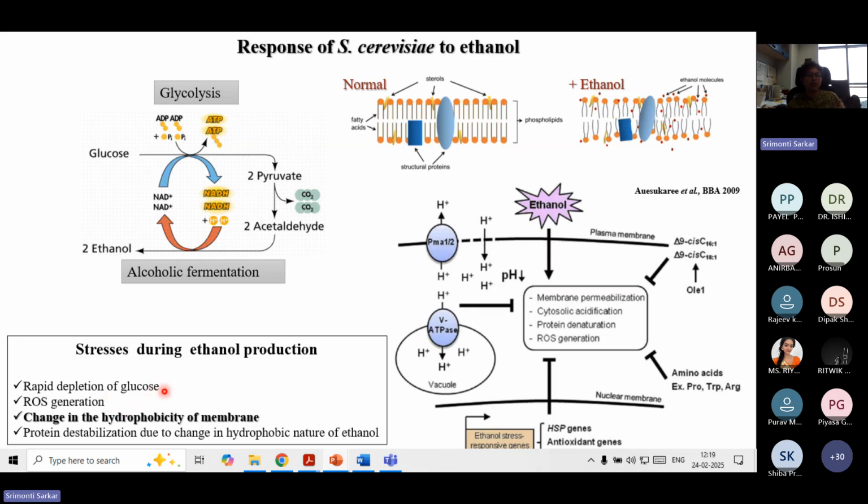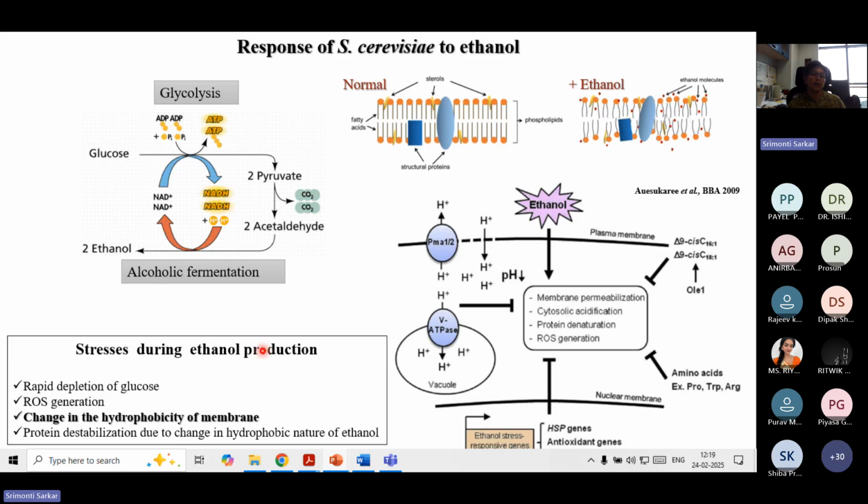Ethanol production also generates reactive oxygen species. The acetaldehyde that's produced during the production of ethanol can actually contribute to the production of ROS. And so there's ROS generation in the process of ethanol production.